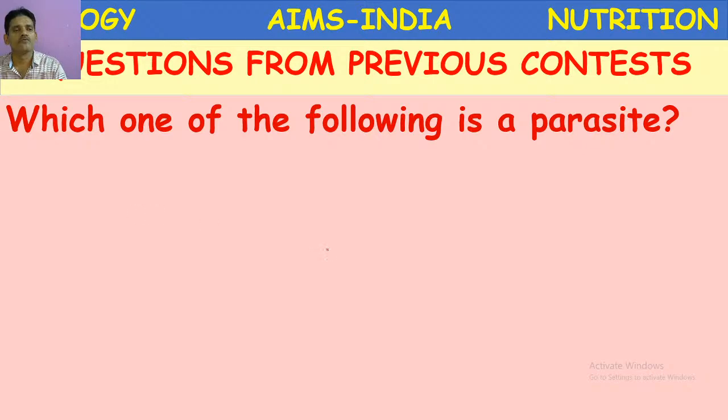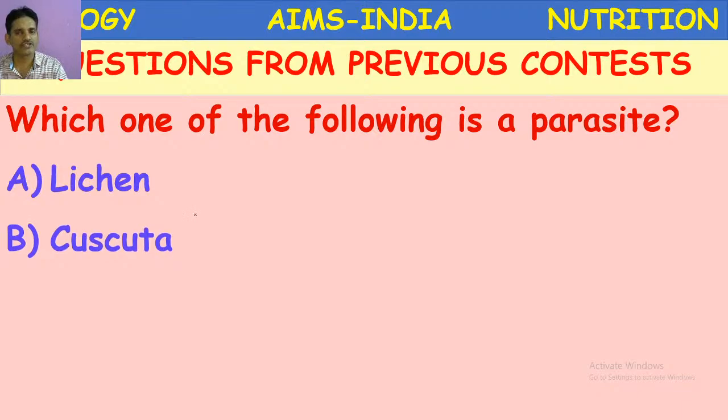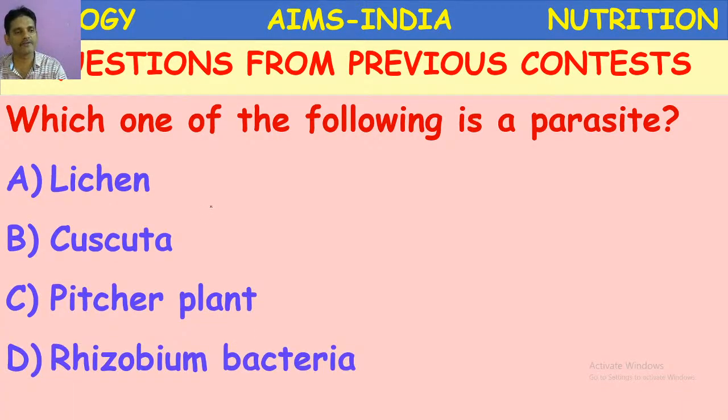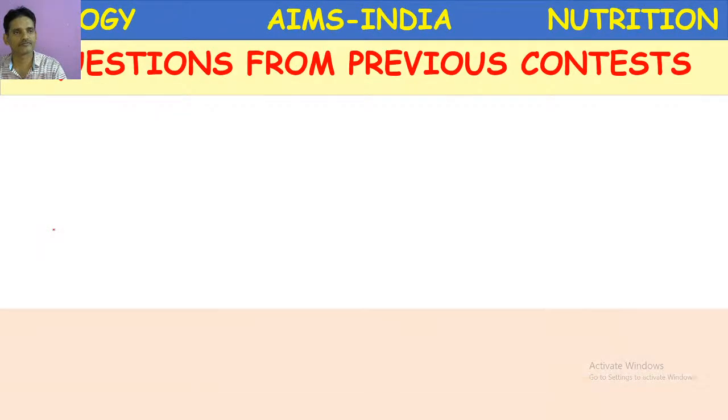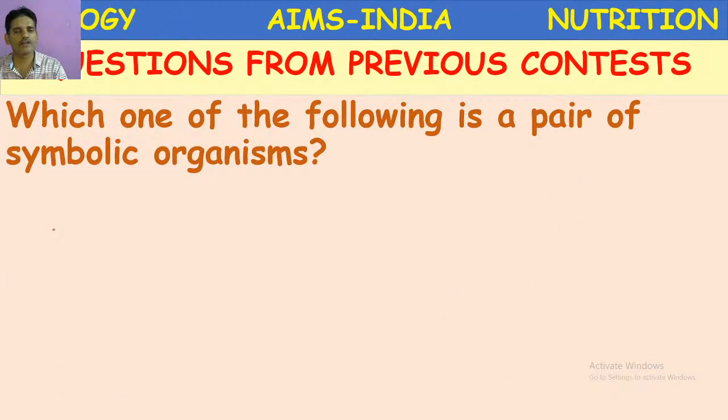Next question, which one of the following is a parasite? Lichen, Cuscuta, pitcher plant, Rhizobium bacteria. Once again, here Cuscuta is a parasite. Which one of the following is a pair of symbiotic organisms?